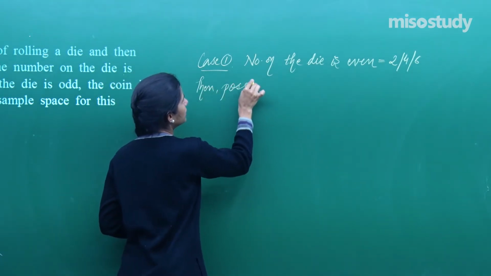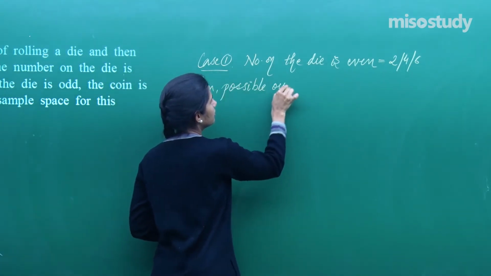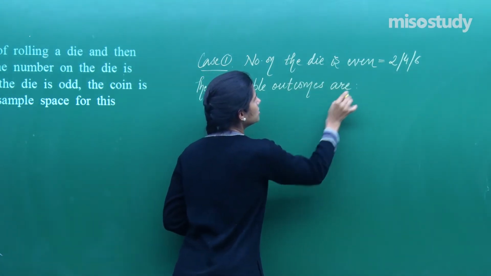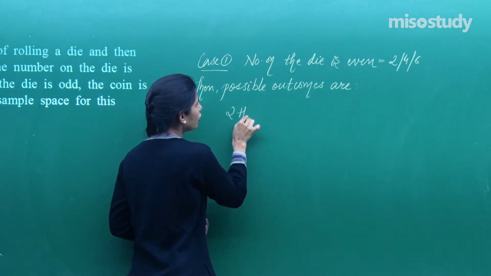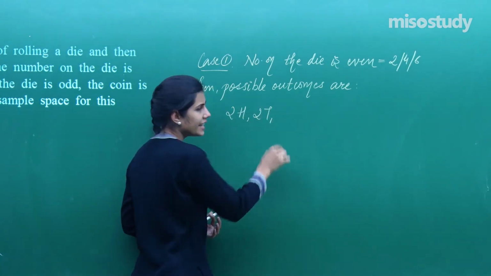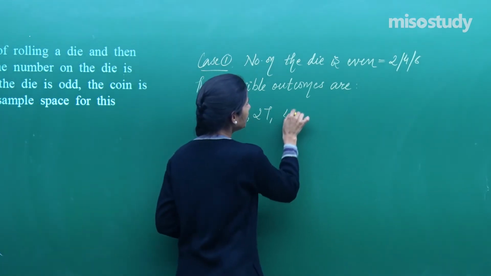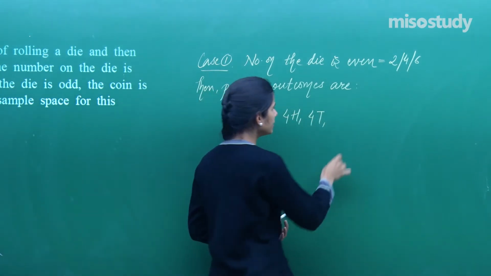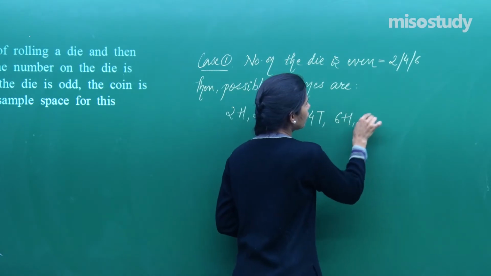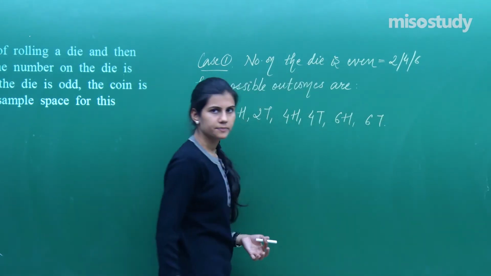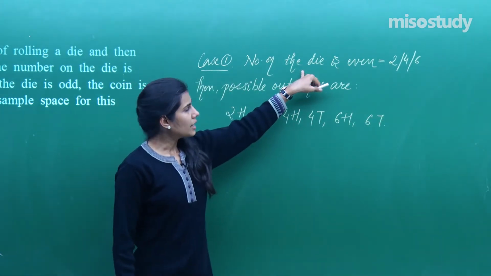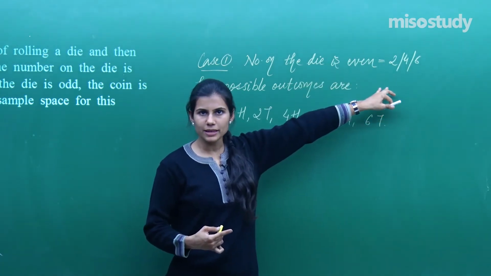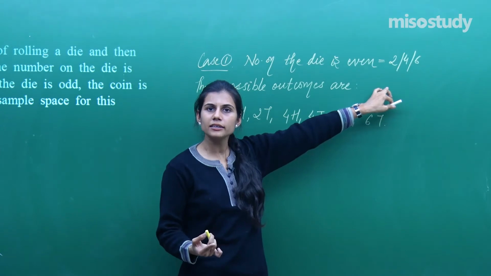Then possible outcomes are 2 on the die, head on the coin, 2 on the die, tail on the coin. 4 on the die, head on the coin, 4 on the die, tail on the coin. 6 on the die, head on the coin, 6 on the die, tail on the coin. That's it. Because the number which has occurred on the die is either 2 or 4 or 6. They are the 3 possible outcomes wherein I can say the number that has occurred is even.